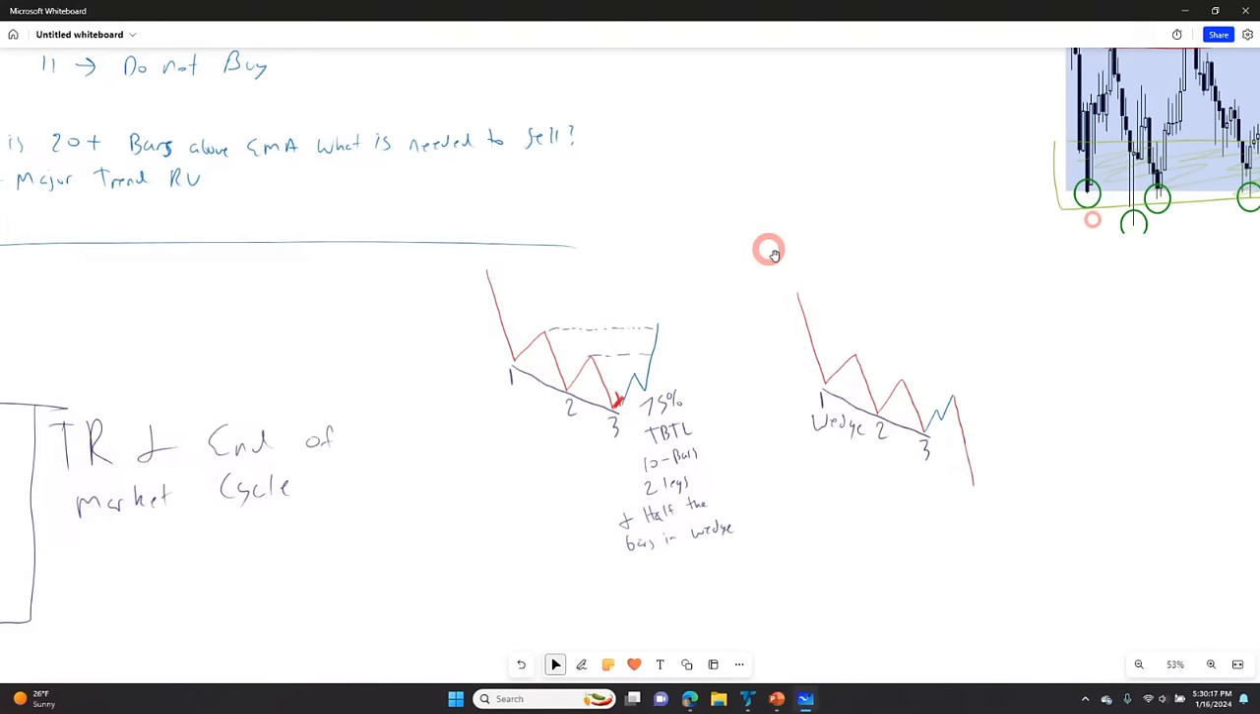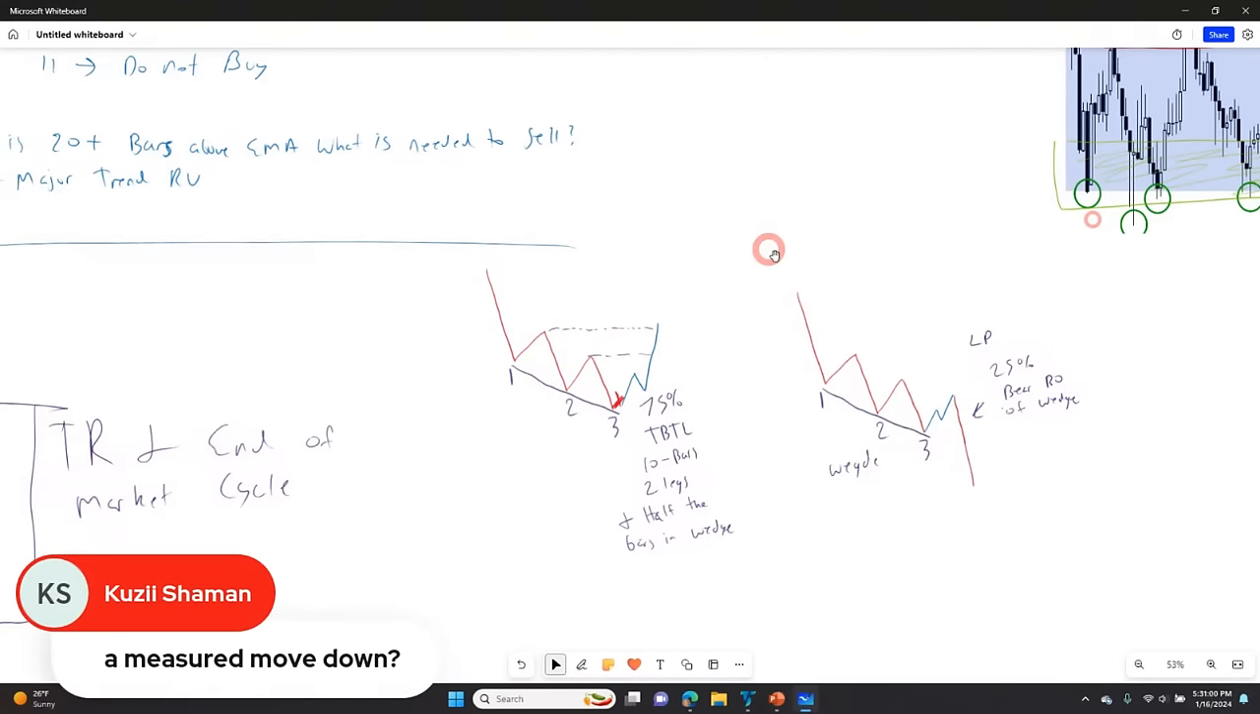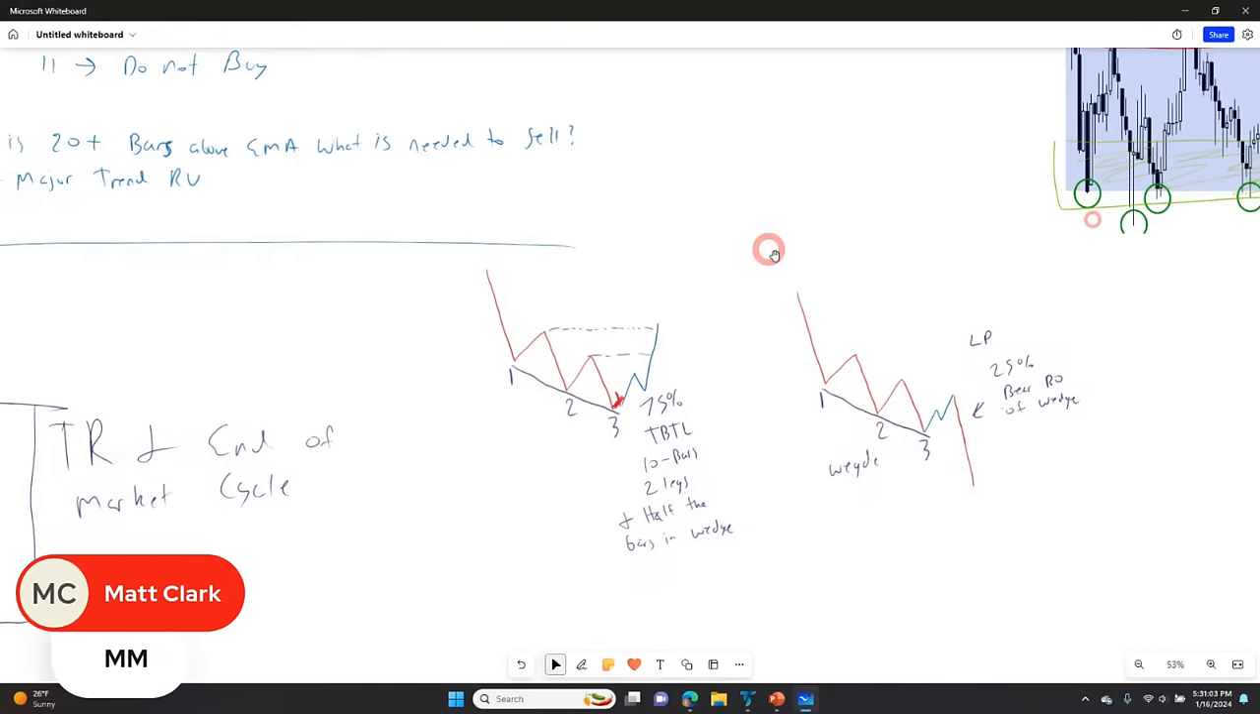Now, because this is the 25% occurrence, what do we expect right here? So what do we expect when we get the LP, low probability, 25% bear breakout of the wedge? What do we get? Measured move. Okay, great. We were really quick to say measured move. Makes me very happy. Proves people have watched the video course.